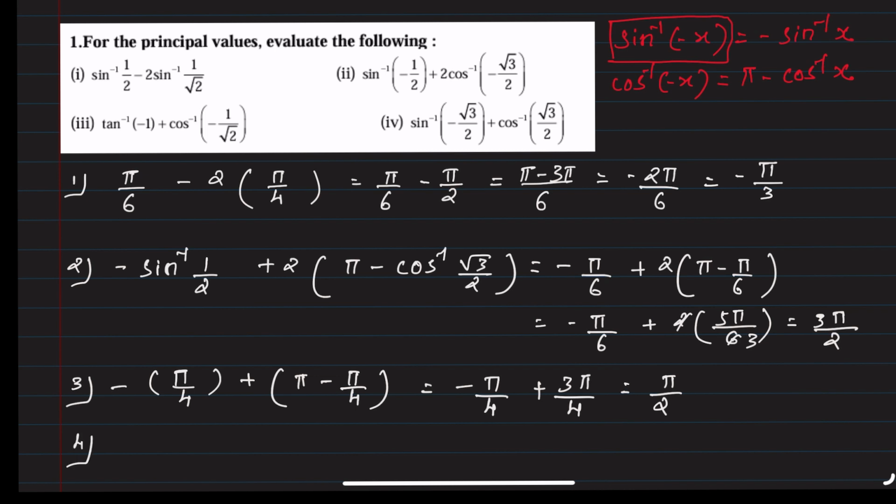Fourth, sine inverse of minus x will be minus sine inverse x. So minus sine inverse of root 3 by 2 will be pi by 3, plus cos inverse of root 3 by 2, pi by 6. So pi by 6 minus pi by 3, we get minus pi by 6 as our answer.